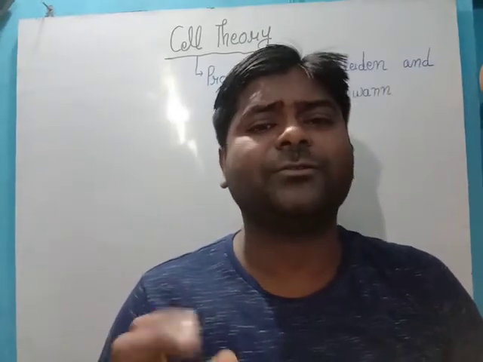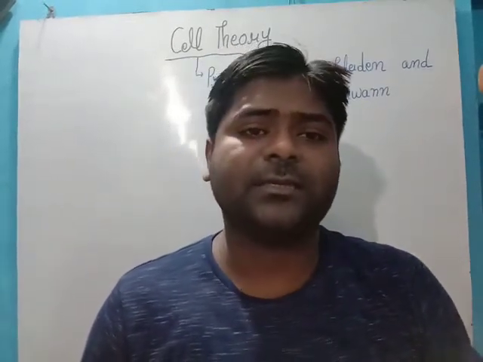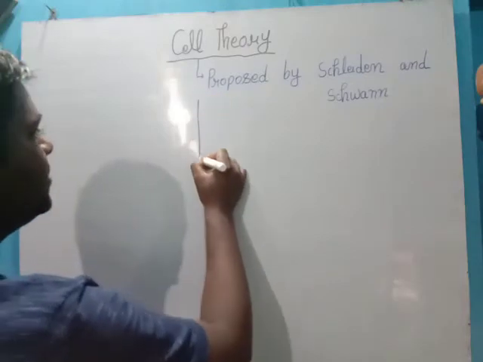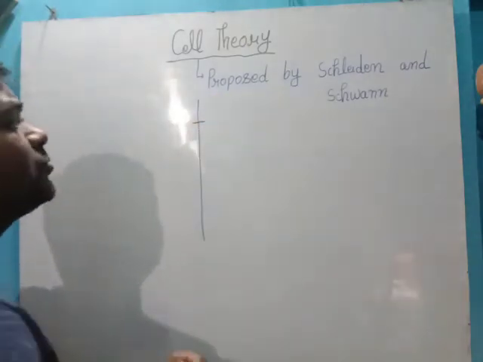So they gave 2 points. Then after, there is an addition of one scientist, and he expanded cell theory. We'll take all points in detail. So first of all, we'll take the first points, what Schleiden and Schwann told us.